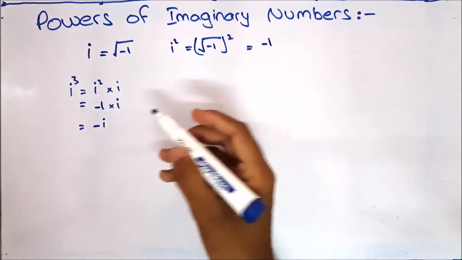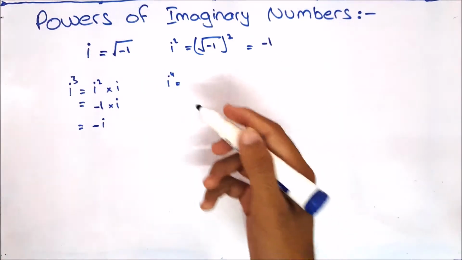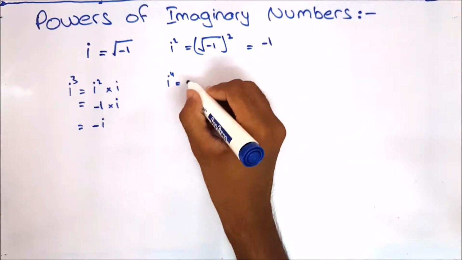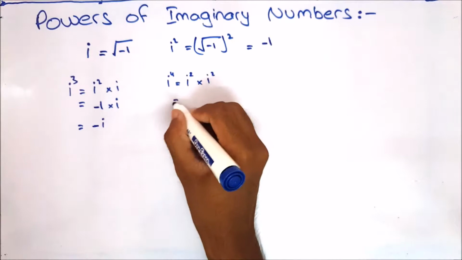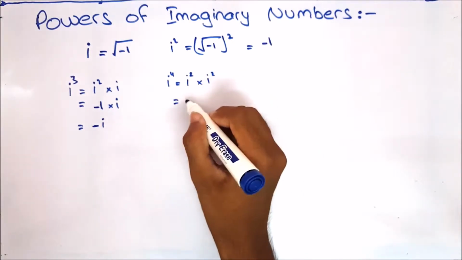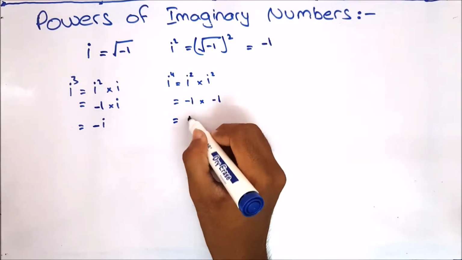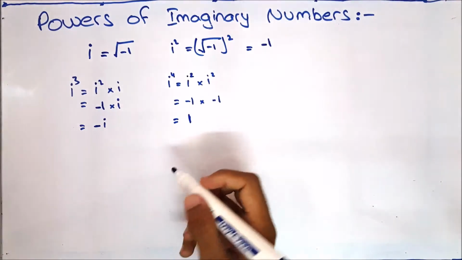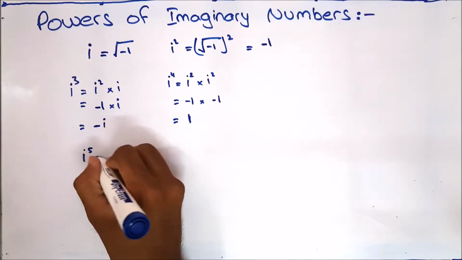Okay, and what's i to the fourth? We can do it by simply splitting it up again. i squared multiplied by i squared, and here we get minus 1 times minus 1, and that becomes a positive 1.